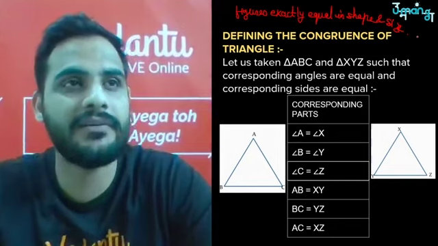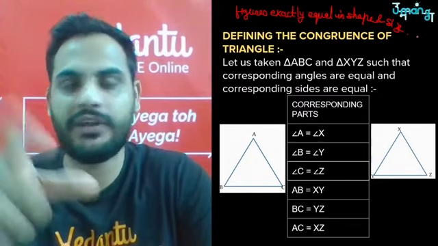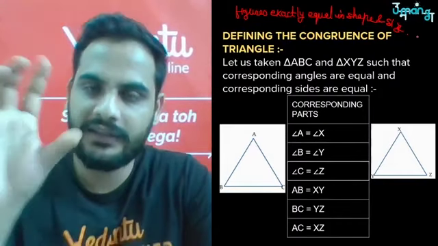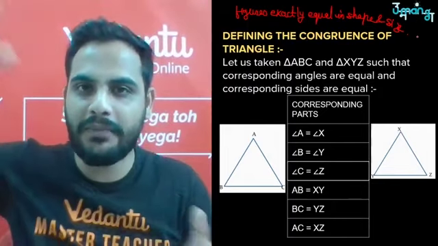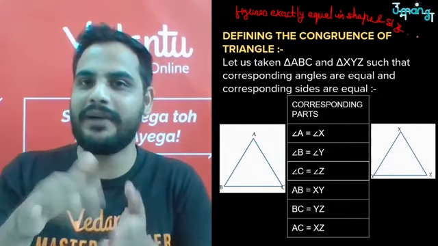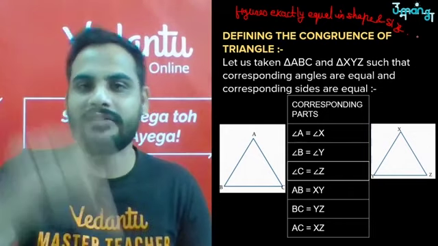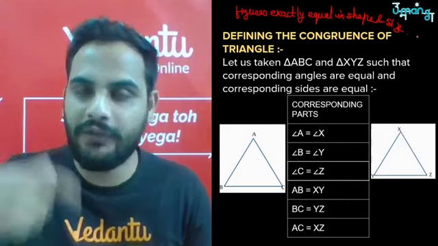Another example: suppose you are buying a 10 rupee Dairy Milk chocolate. All the Dairy Milks of 10 rupees will be exactly equal to each other. It is not like someone will get a bigger Dairy Milk for 10 rupees and someone else a smaller one for 10 rupees. All the 10 rupee Dairy Milks are exactly equal. That is also an example of congruency.